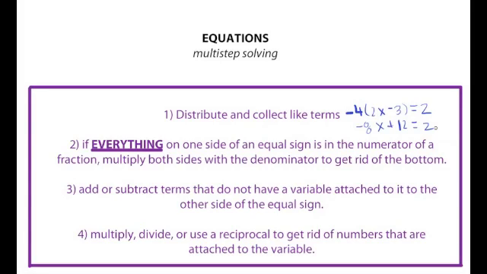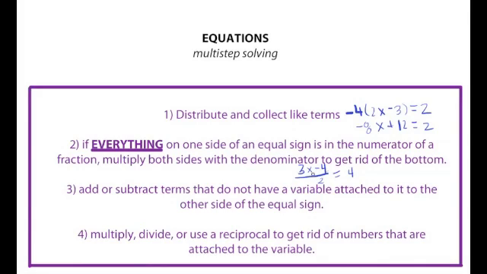In number 2, notice the bold and underline, if everything on one side of an equal sign is in the numerator of a fraction, multiply both sides by the denominator to get rid of the bottom. So when I say that, I mean something that might look like this. So if I had 3x minus 4 all over 2 equals, I don't know, 4.